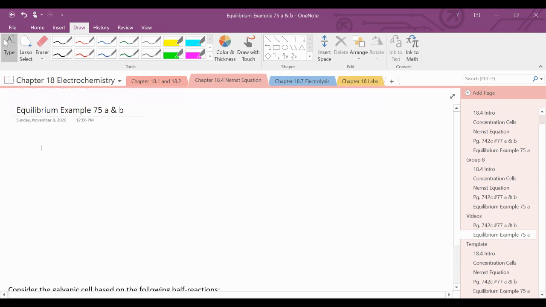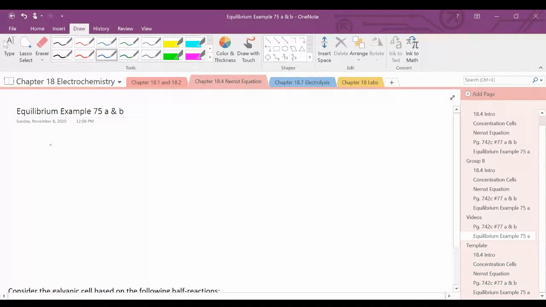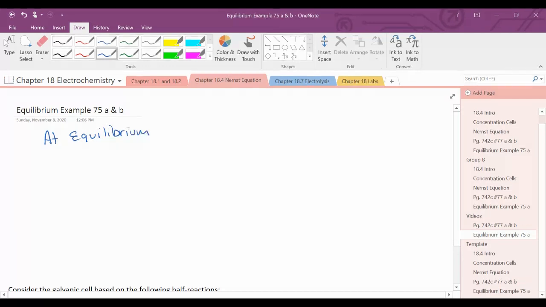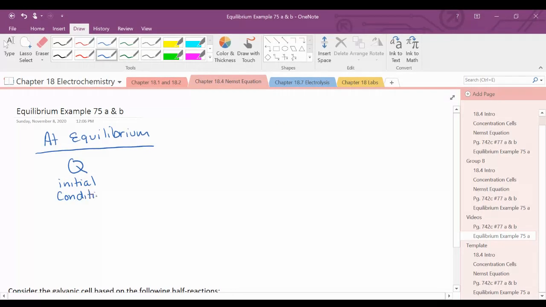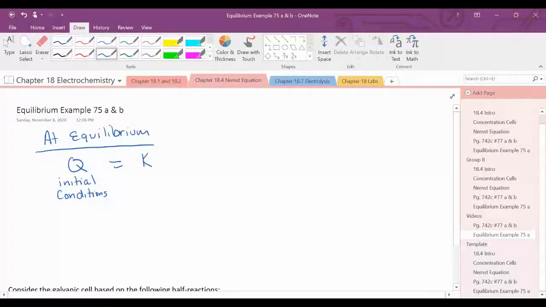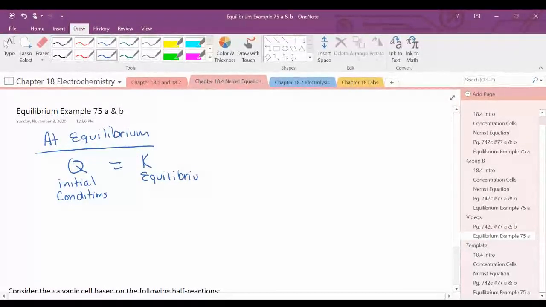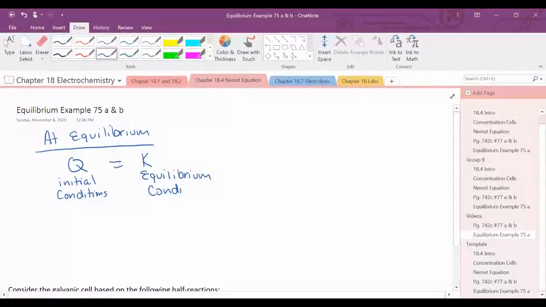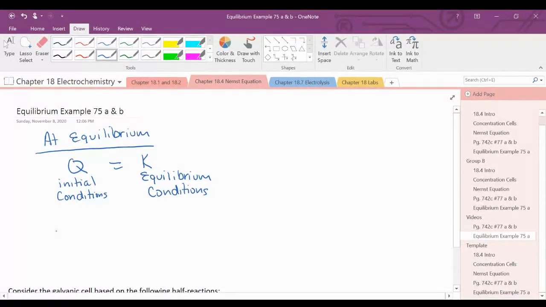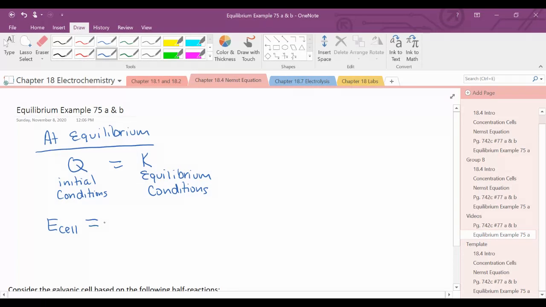Okay, so next we're going to look at conditions at equilibrium and do a few example problems. So at equilibrium, Q, which is the initial conditions, equals K, which is the equilibrium conditions. The cell potential equals 0.